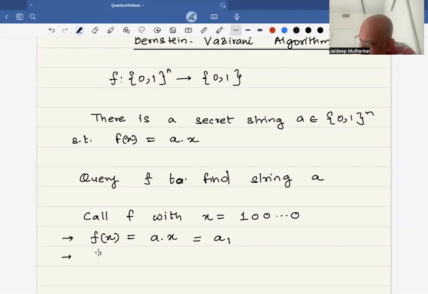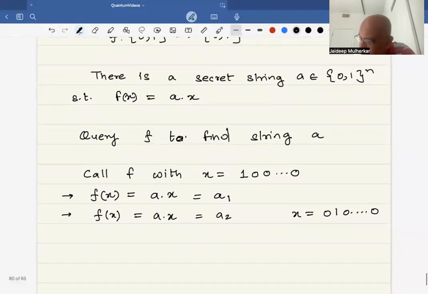You have the first bit of the secret string a. Then the second call is again a dot x, where x is equal to 0, 1, 0, 0, 0, so it is 1 in the second position. If you do that, you will get a2. And if you make n calls like this, you will get all the bits, so in n calls, a is obtained.